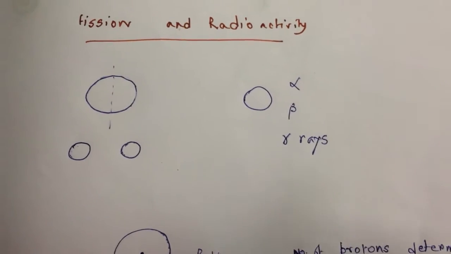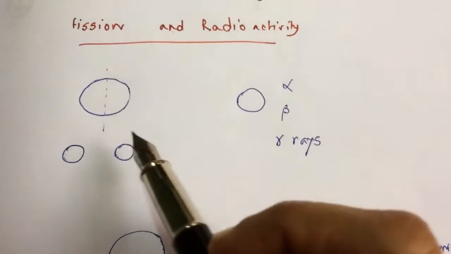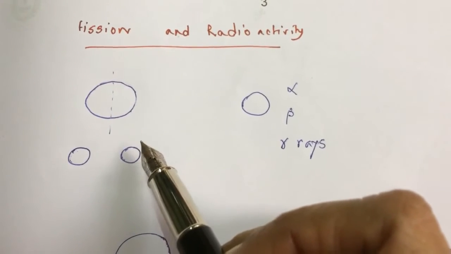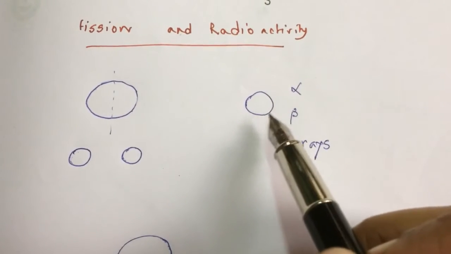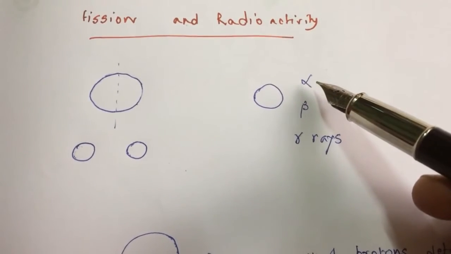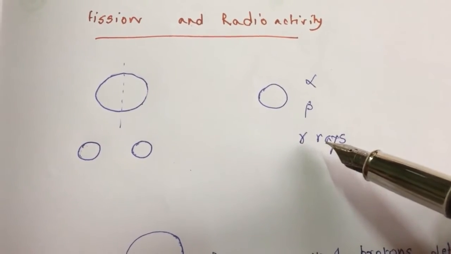Let's talk about fission and radioactivity. Fission is when a bigger nucleus splits up into two smaller ones. And radioactivity is when a radioactive nucleus spontaneously emits some particles like alpha, beta and gamma rays.